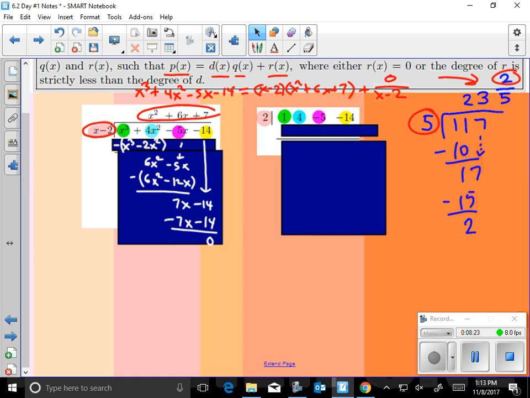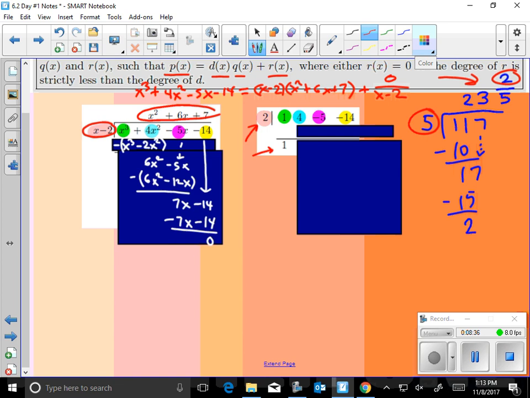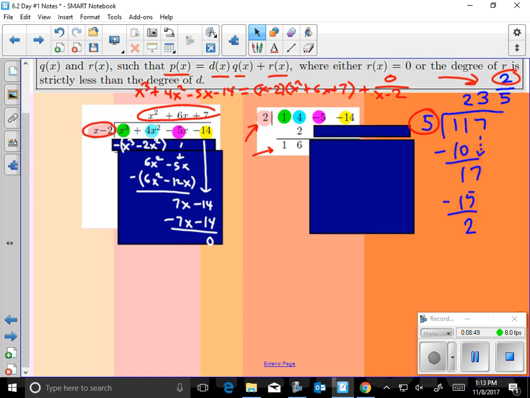Okay. So the first thing you do is you drop down the 1. You drop down the first number, okay? And then we take this 2 and we multiply it by 1. What do you get? 2. Nice. Now what do you think I should do with the 4 and the 2? What do we do in long division? We subtract. We add in synthetic division. We do the opposite. Why?